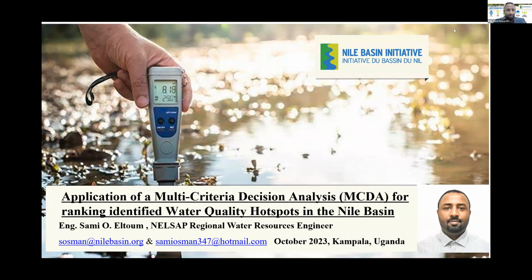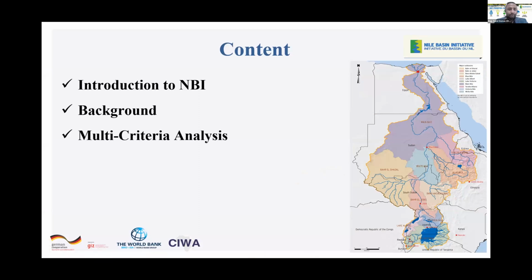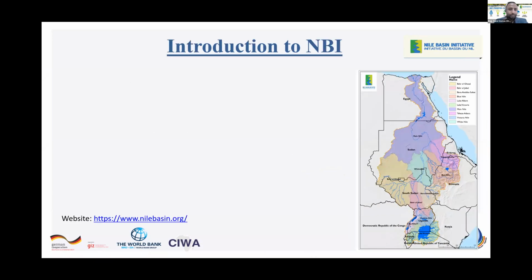So as the moderator just mentioned, I'm going to present the application of an MCA, or multi-criteria decision analysis, for ranking identified water quality hotspots in the Nile Basin. My presentation will cover a small introduction to the NBI, a background on water quality, what a multi-criteria analysis is, the steps for conducting a water quality multi-criteria analysis, and then a conclusion.